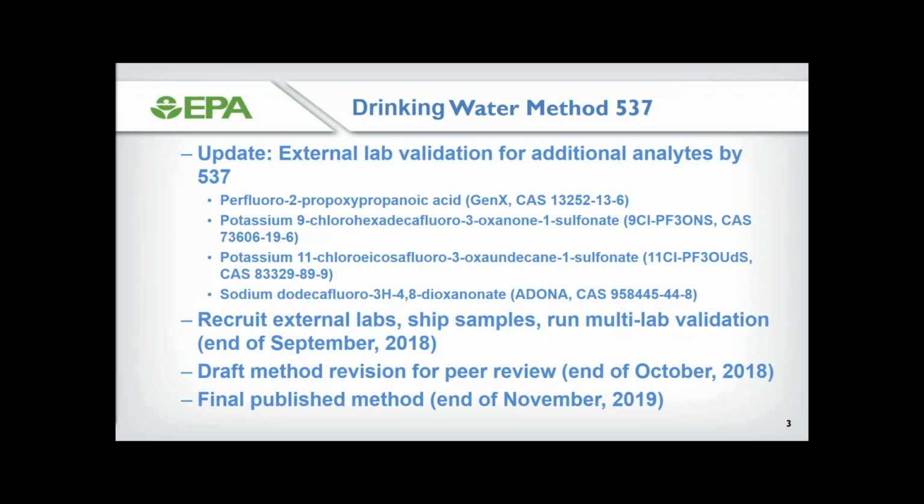Method 537 is currently being updated to add the compounds that you see in the bullets there. Perhaps the most prominent one is Gen X. And so that was targeted to undergo a multi-lab validation. That was completed in September. There's a draft method revision undergoing a peer review during this month, and we hope to have the final published revised method out by the end of November of 2019.